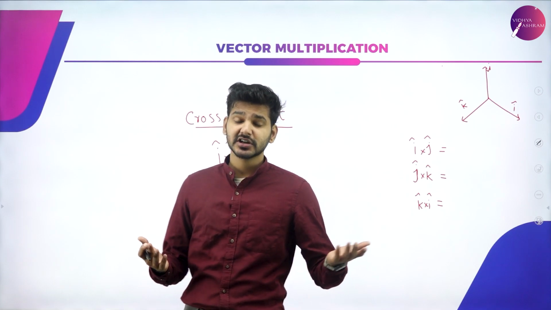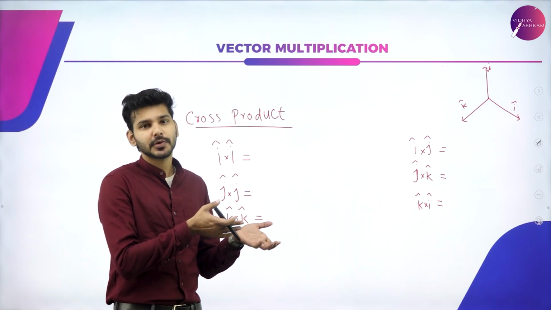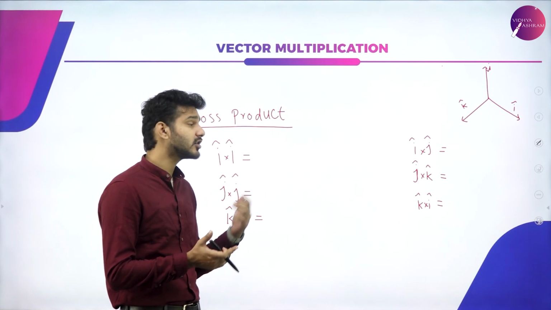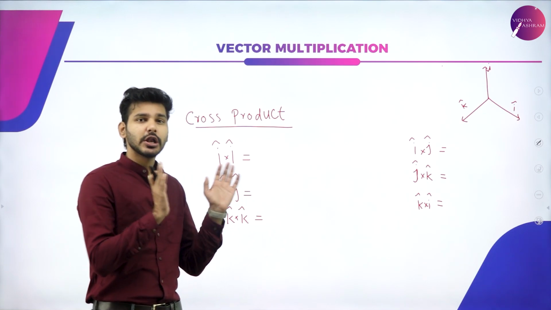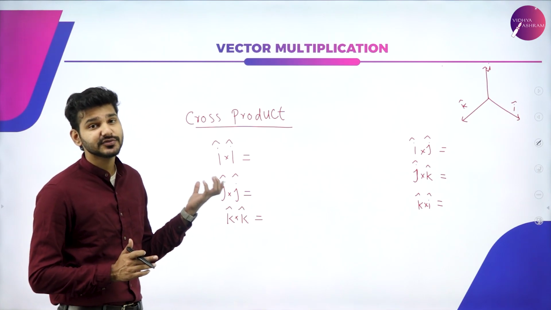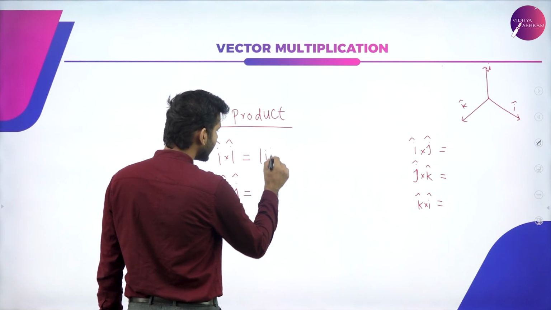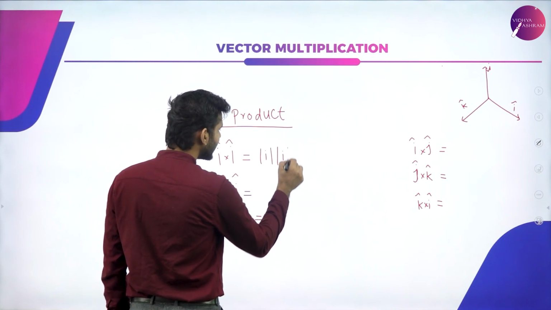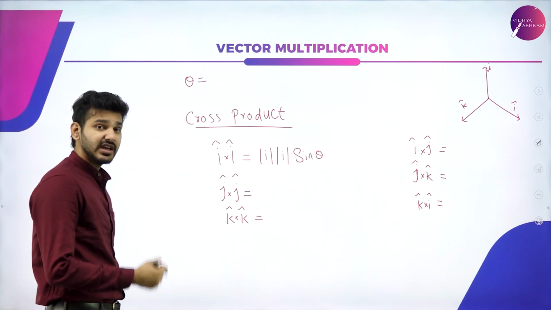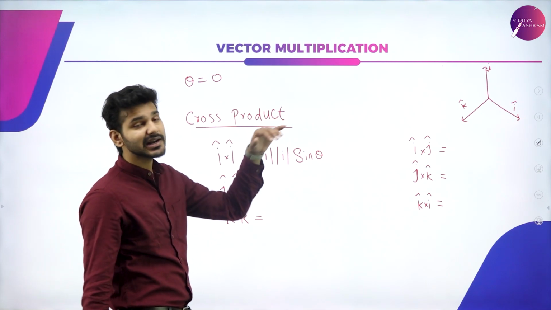We also have to learn about cross products, but in actuality you only need dot products at this particular juncture. In the future stages you will also need cross products. But for now, just know that if we take the cross product, these are the values we will get. That is, i cross i will be equal to magnitude of i into magnitude of i into sine of the angle between them. So sine theta, where theta is equal to 0 degrees because again they are parallel.